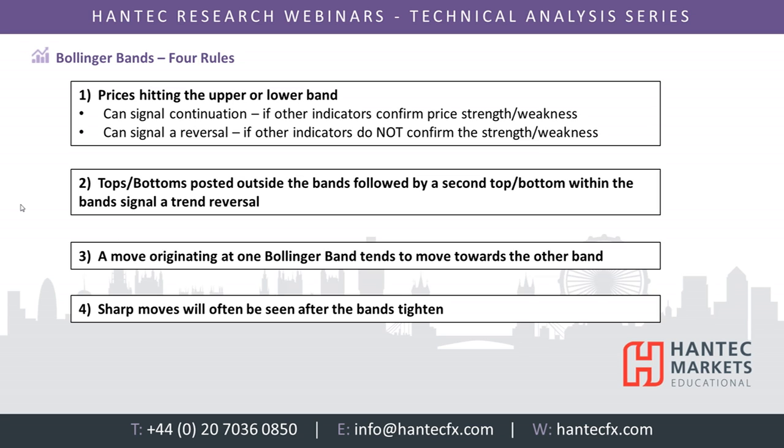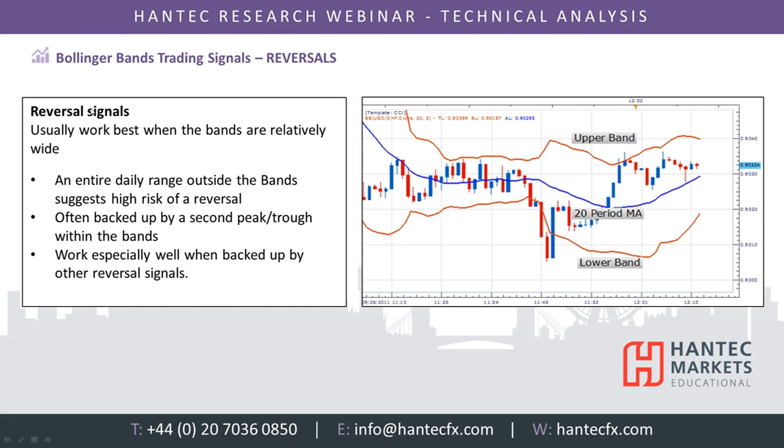And finally, number 4, we're going to talk about the fact that sharp moves will often be seen as the bands narrow. Now, I believe this is probably the best signal that you get with Bollinger Bands, and it's the concept of breakouts. Okay, so first of all, on reversals.